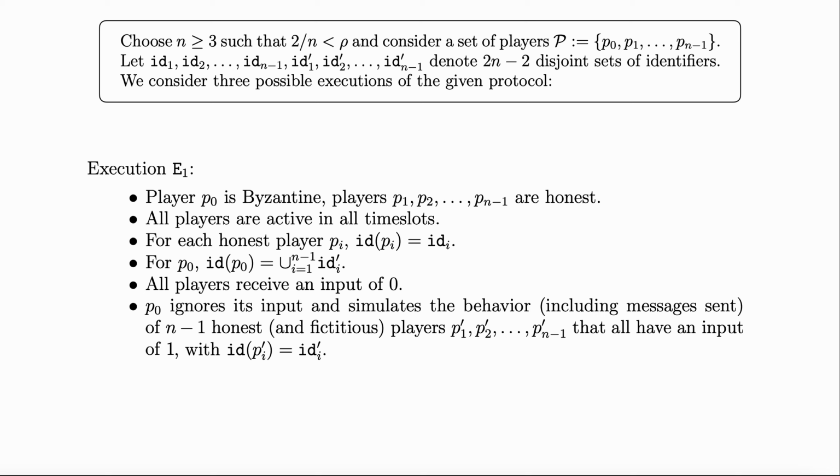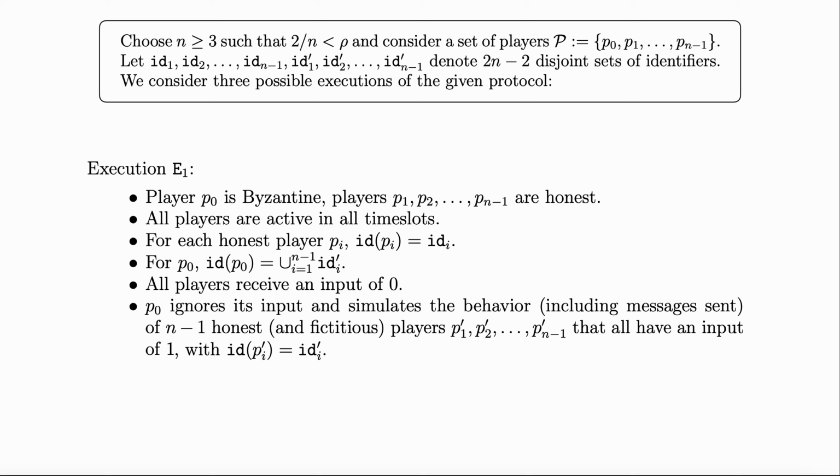How then does P0 behave? This is our Byzantine player. P0 ignores its input and simulates the behavior, including messages sent, of n minus 1 honest and fictitious players P1 prime up to Pn minus 1 prime that all have an input of 1, with IDPi prime equals IDi prime. The most important thing to remember here is that all players in this execution receive an input of 0, so all the honest players have to terminate and output 0.